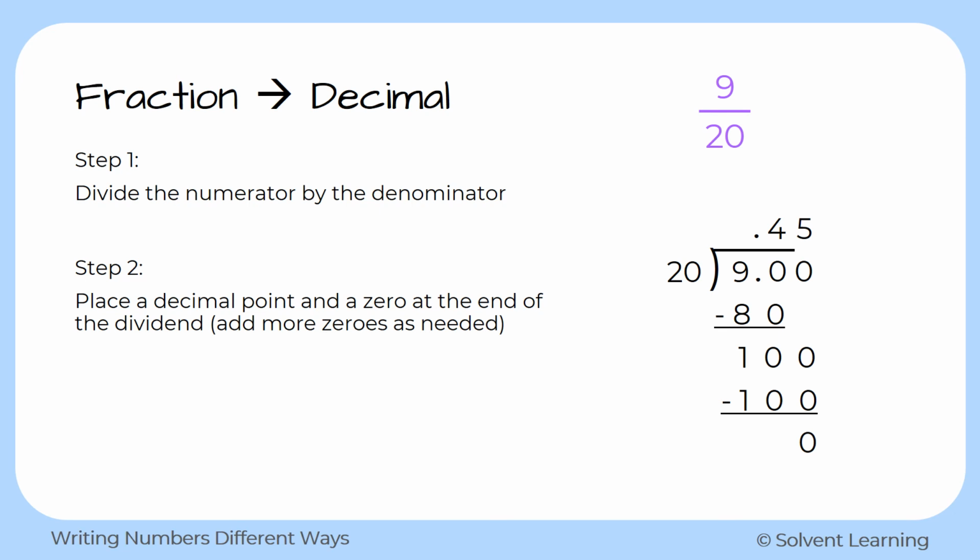And now if we look at the numbers that we have written in our quotient, we have 0.45. We can add a 0 to the left of that decimal point to make our decimal look more complete. And there's our final decimal answer, 0.45, which we can read as 45 hundredths.